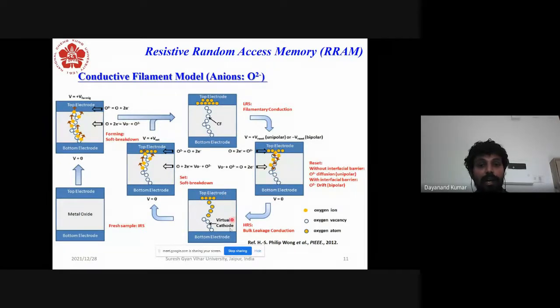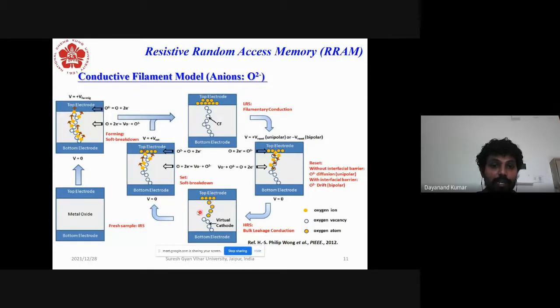Here, again, if you want to set the device, you have to apply the positive voltage again. With the application of the positive voltage, the oxygen ions move to the top electrode again, and the conductive filament forms. So that is the proper mechanism of the oxide-based filament.